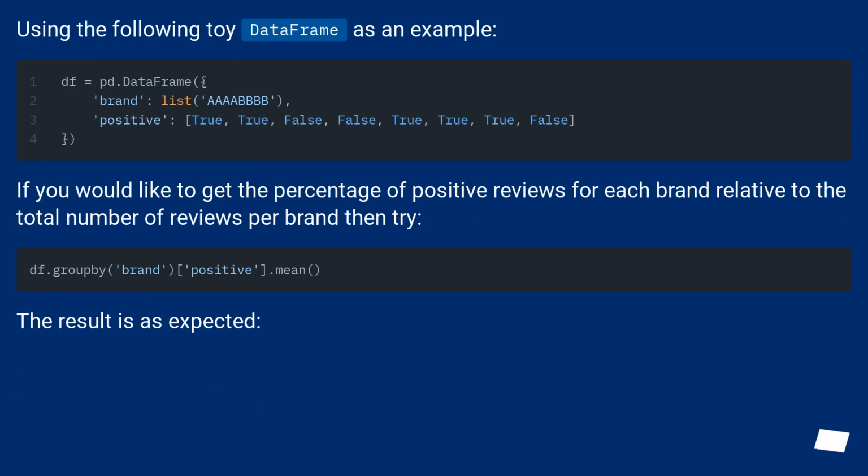If you would like to get the percentage of positive reviews for each brand relative to the total number of reviews per brand, then try. The result is as expected.